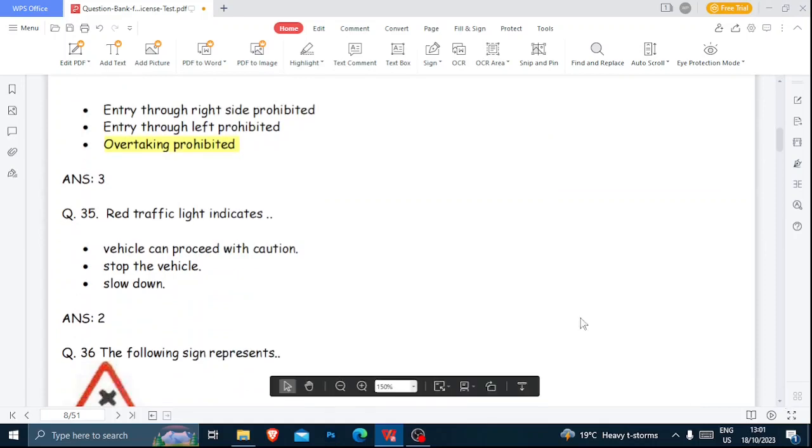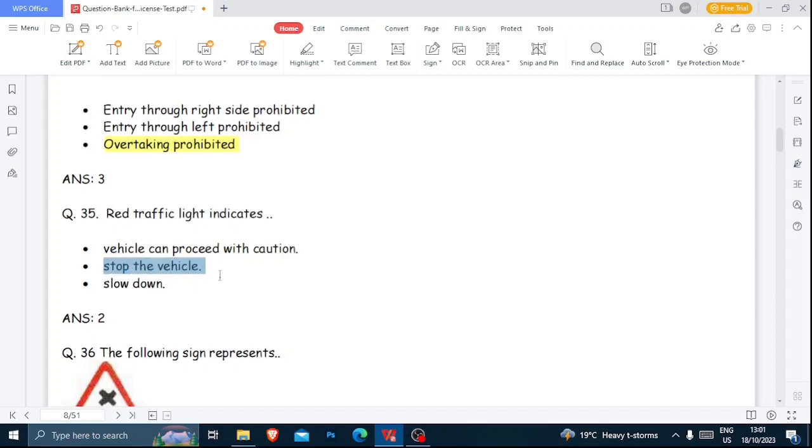35. Red traffic lights indicate, option A, vehicle can proceed with caution. B, stop the vehicle. C, slow down. So if you see a red traffic light, it definitely means that you should stop the vehicle immediately behind the stop line. So this one is the correct answer.